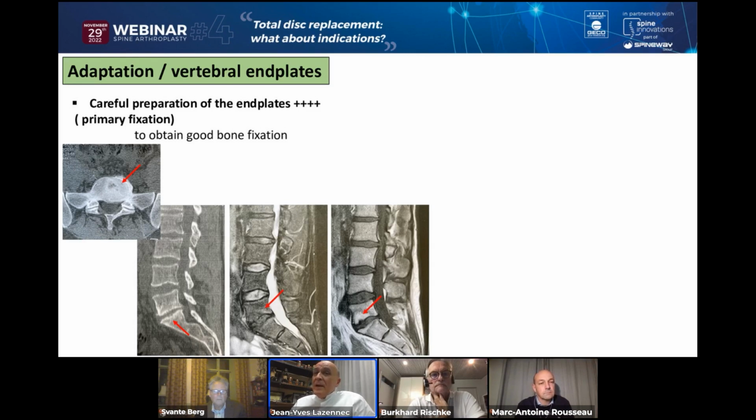For example, to obtain a good bone fixation, we need to break the density of the end plate to make the implant communicate with the bone marrow. Personally, I use a small pin to make small holes in the end plate, as I do for a cementless cup, for example, when the bone is very stiff and very dense.